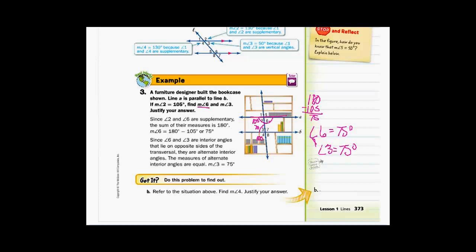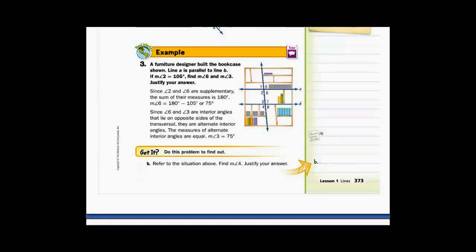Or there's another option for you. I know that, let me erase this off of here. Angle 2 and angle 4 are corresponding because they're in the same position. They're on the left of the transversal underneath the parallel lines. So if angle 2 is 105, then angle 4 is 105. Either way, you would get 105, just your reasoning may be different. One would be corresponding and one would be that it's supplementary to angle 3. Either way you want to work it is fine with me. All right, let's move on.